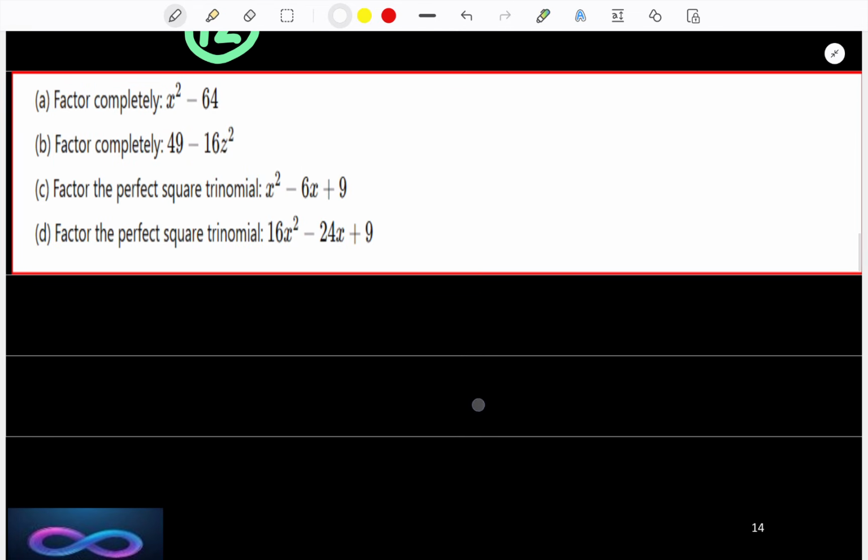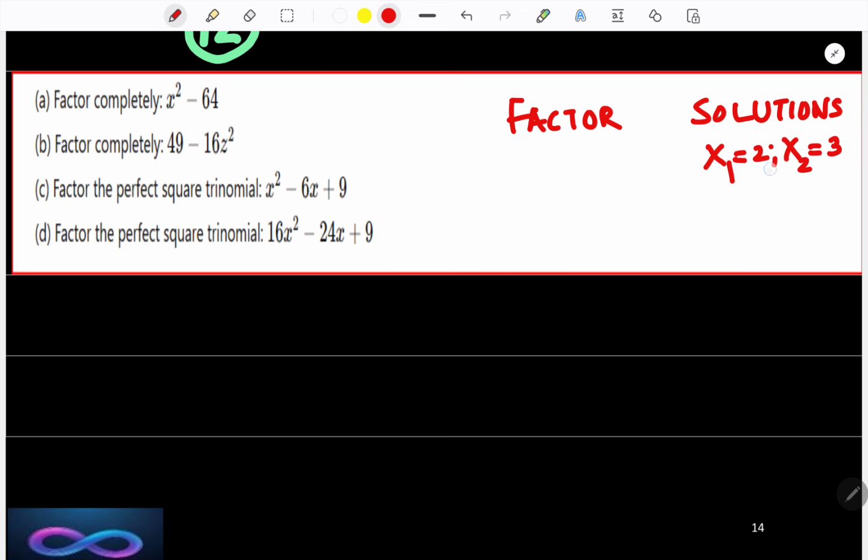Next we go for factor. I told you factor and solution, the two English words I told you. Factor and solutions. Suppose you get x1 is equal to 2 and x2 is equal to 3 in the calculator.